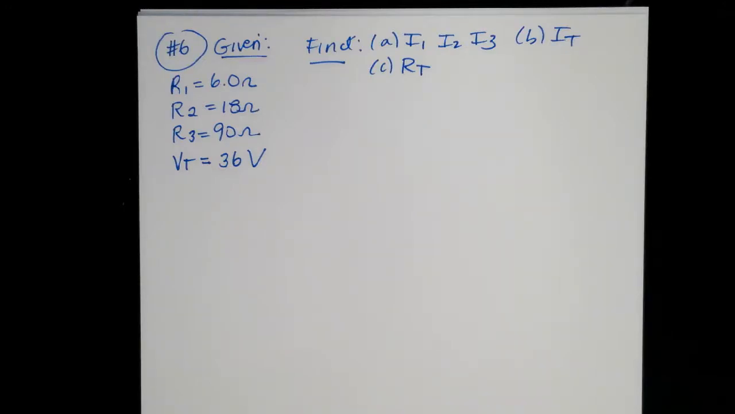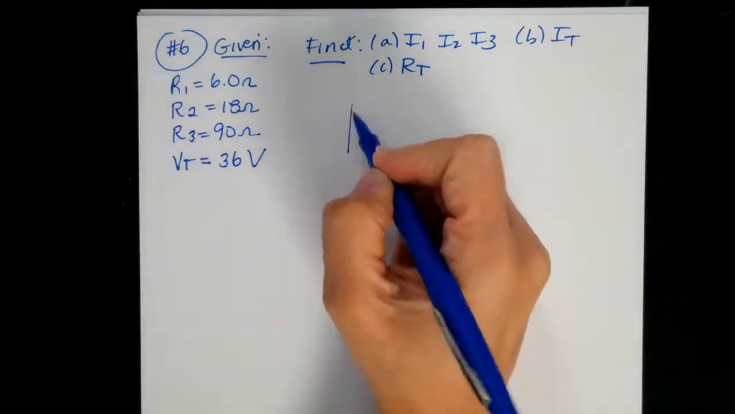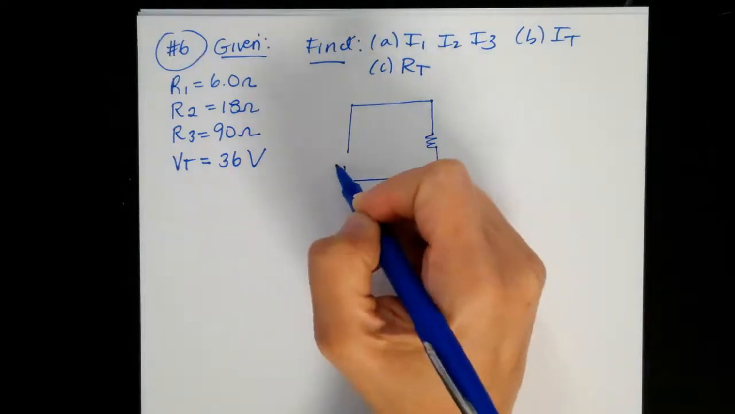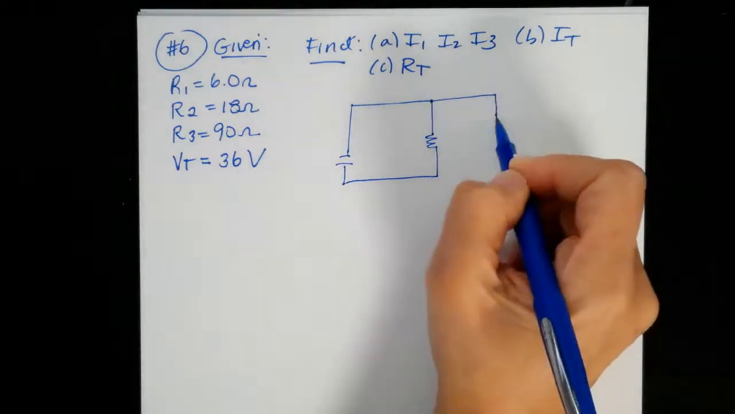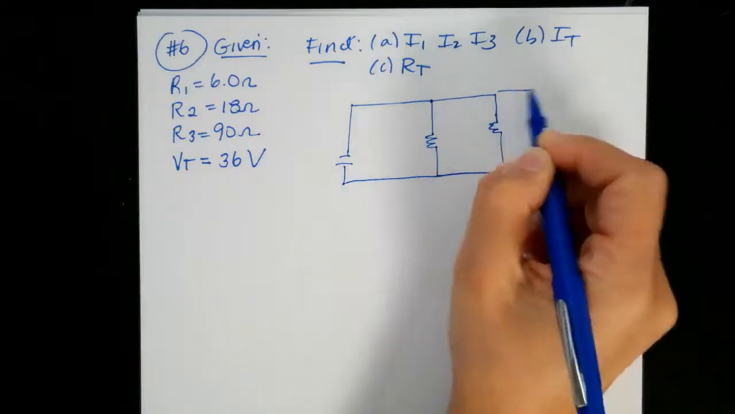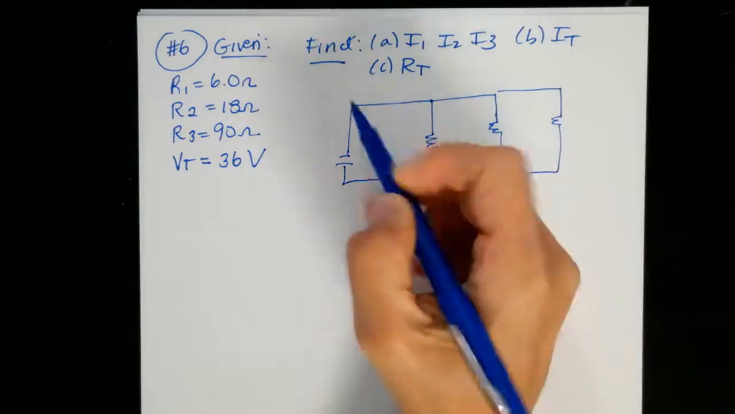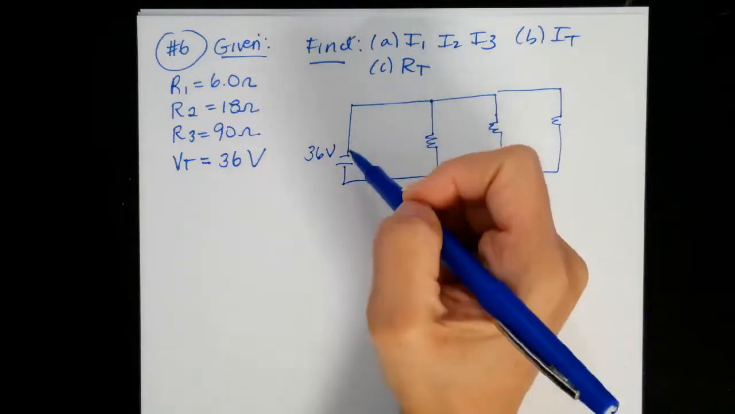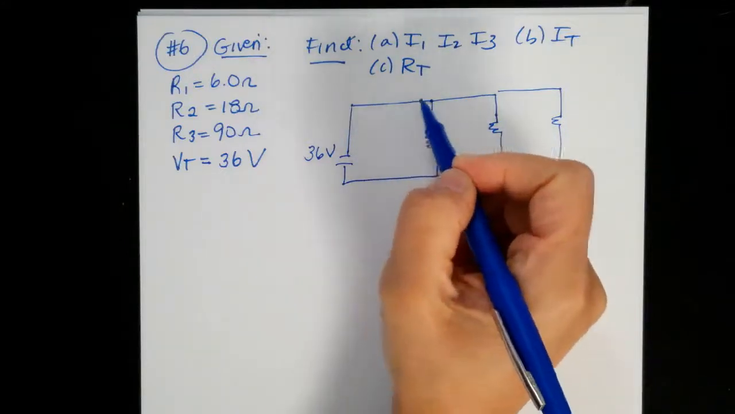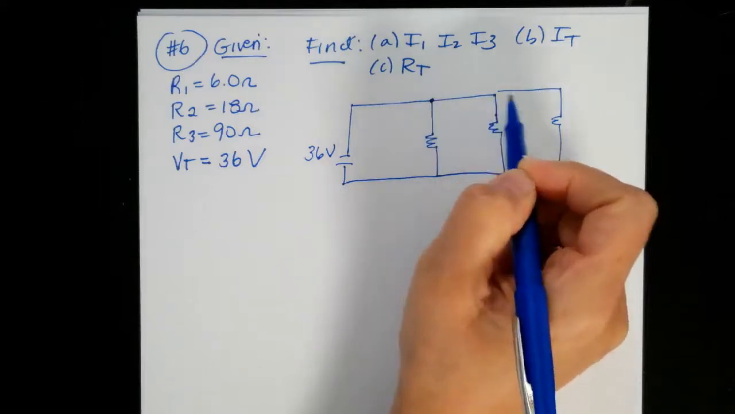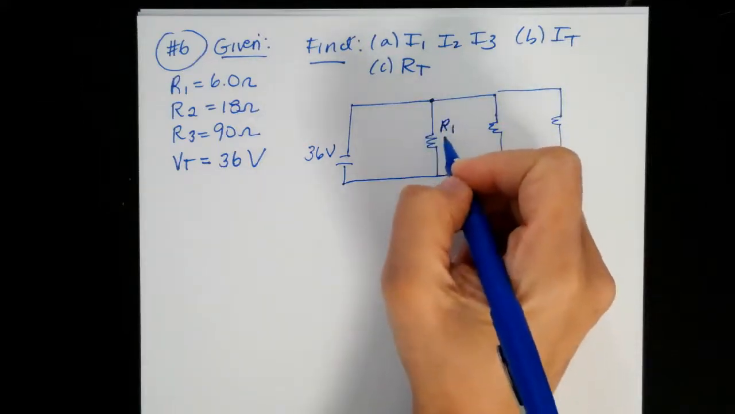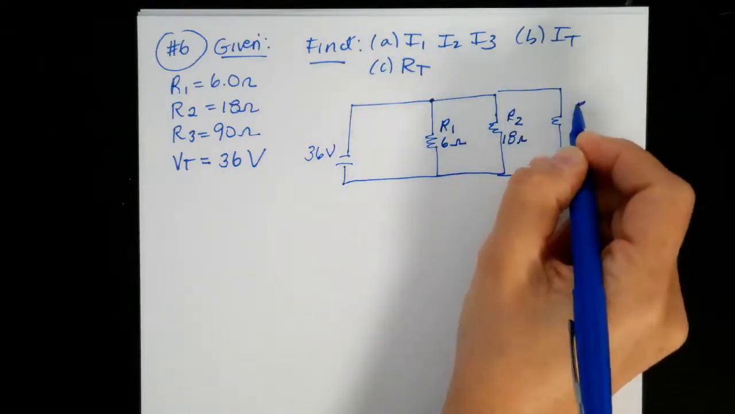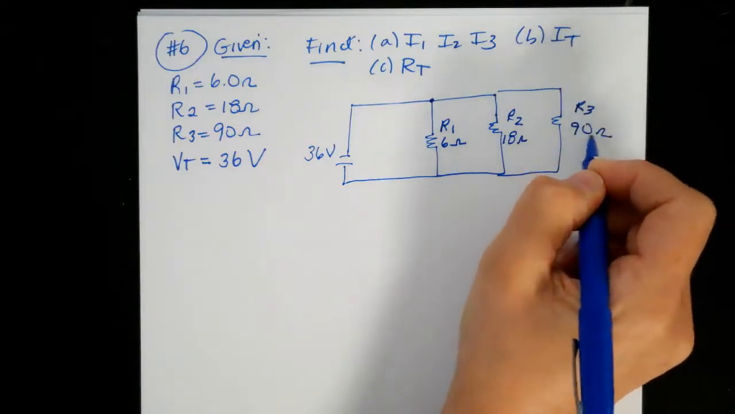So first I'm going to draw my schematic, because when we do combination circuits, we use our intermediate schematic diagrams to solve. So I have 3 resistors in parallel. Remember, whenever I'm looking at a circuit, you think about the current going through it like water flowing through a pipe. So there's only one place for it to flow here, but then it splits, and then it splits again. So I'm going to say R1 is 6 ohms, R2 is 18 ohms, and R3 is 90 ohms. So that's my schematic diagram.